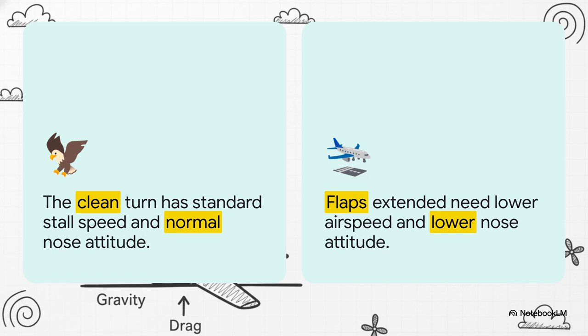The flaps let us generate the required lift at a much lower airspeed, which effectively lowers our stall speed. But honestly, the best part for you sitting in the pilot's seat, it requires a much lower nose attitude to maintain that same airspeed. That gives you a significantly better view straight ahead to see the runway.